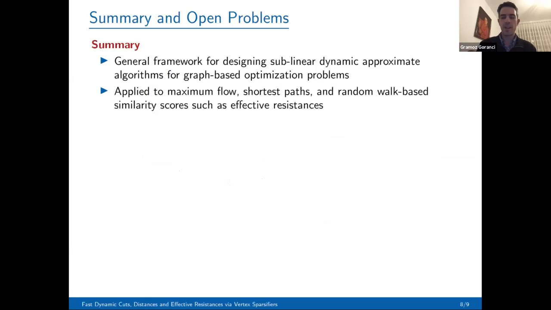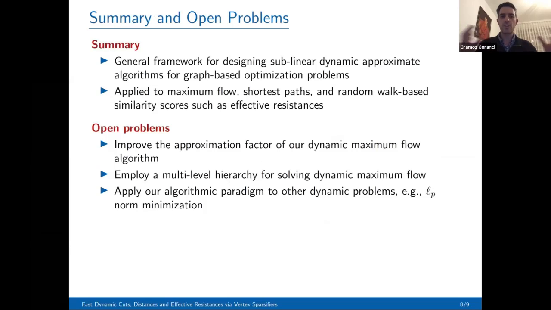So to summarize, we introduced a general framework, so we're trying to basically build a framework to design sublinear dynamic approximate algorithms for graph optimization problems and not look at problems specifically. And there are, of course, many open problems from our work. Like our approximation is, I would say, high right now. It's logarithmic. Can you push this down to a constant?